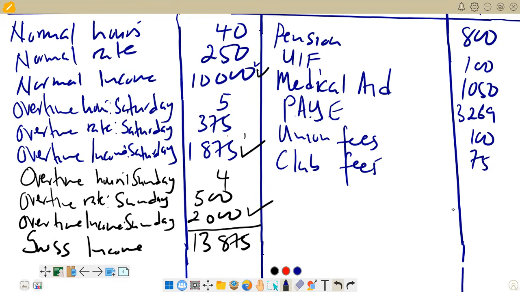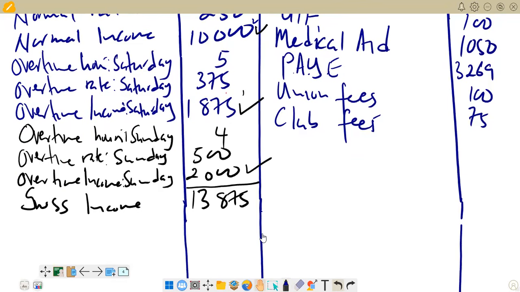So here now we are just adding all what we have on the credit. Yeah, that is 800 plus 100 plus 1,050 plus 3,269 plus 100 plus 75. Then we get our total deductions. So we can put our figure here in line with our gross income. So here we now have total deductions. And the total that we got there is 5,395.